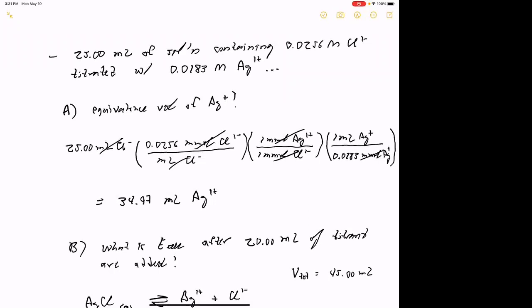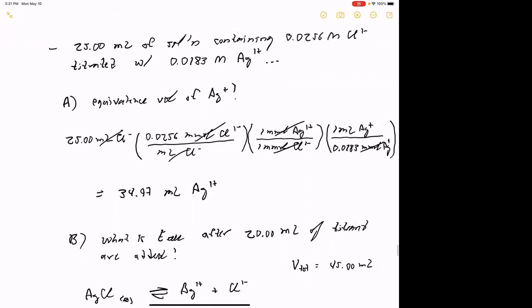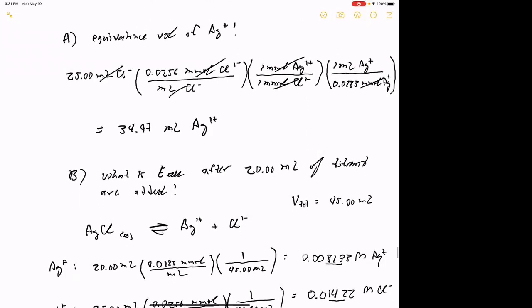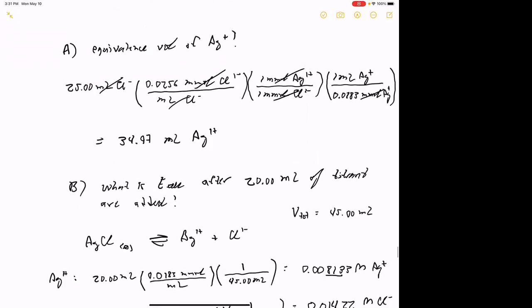All right, so going back and just real quickly reviewing this problem that we were dealing with. So it looks like we had a solution that contains a certain concentration of chloride ion, and I'm titrating that with a known concentration of silver ion. So part A was to determine the equivalence volume or equivalence point of the silver ion. So we found out we needed 34.97 milliliters of silver ion to be able to hit the equivalence point. So that's where the moles or millimoles of the silver are equal to the moles or millimoles of the chloride.